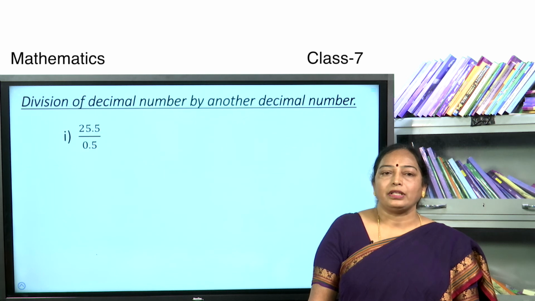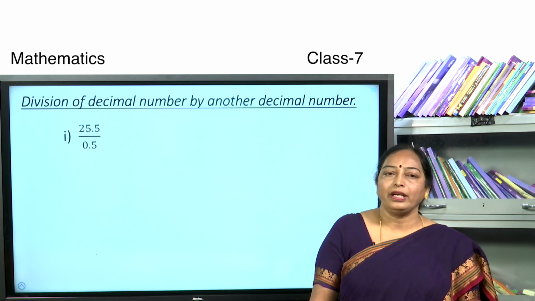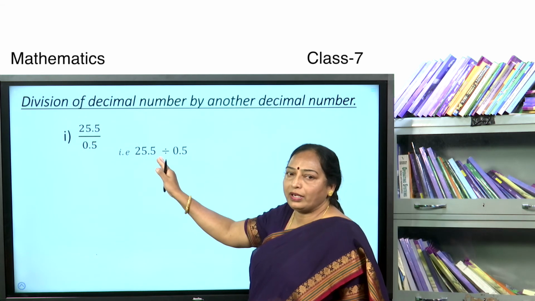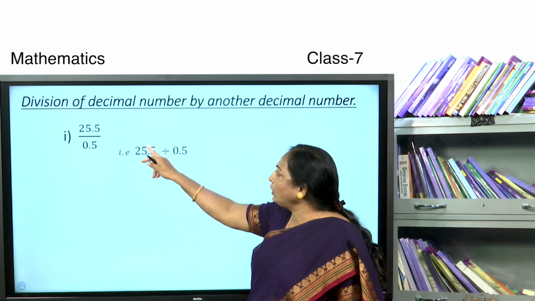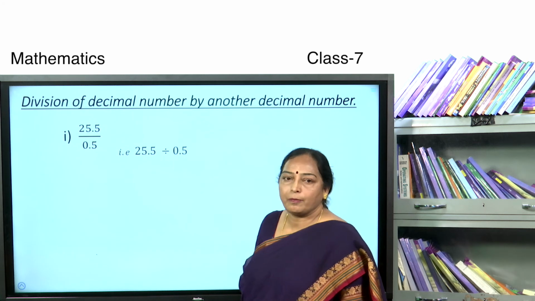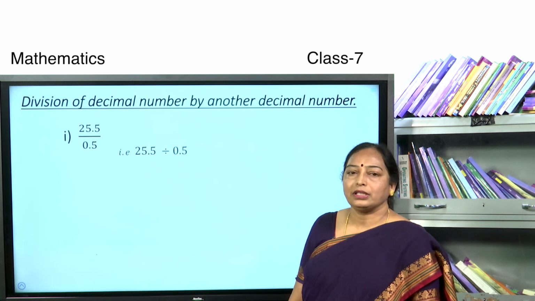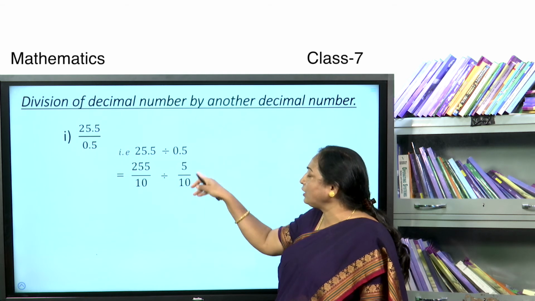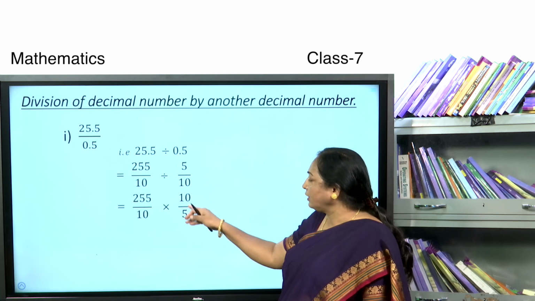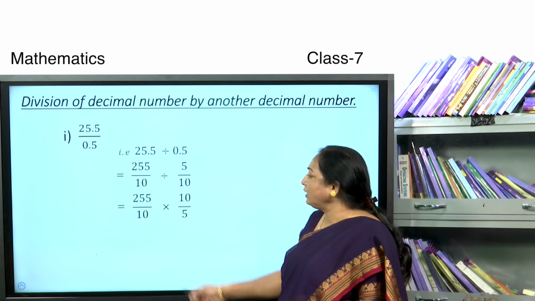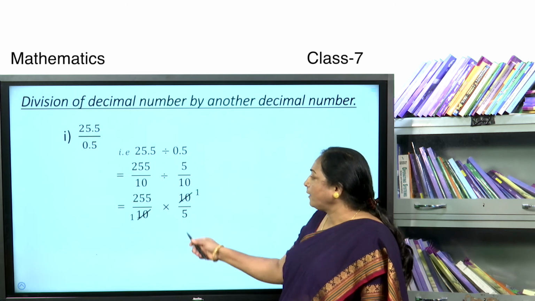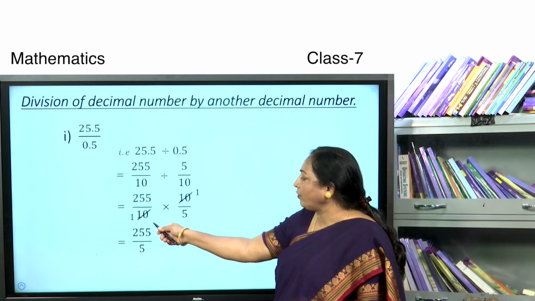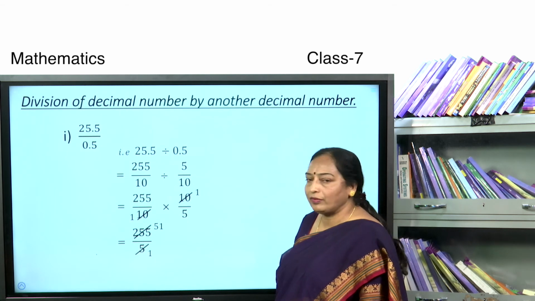Children, let us understand division of a decimal number by another decimal number, by taking the example 25.5 divided by 0.5. Both are decimal numbers. Convert these decimal numbers into fraction form. 255 by 10 is multiplied by the reciprocal of 5 by 10, that is 10 by 5. The 10s get cancelled. Divide 255 by 5: 5 5s are 25, 5 ones are 5, we will get 51.